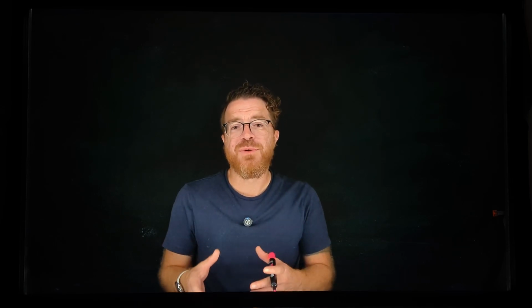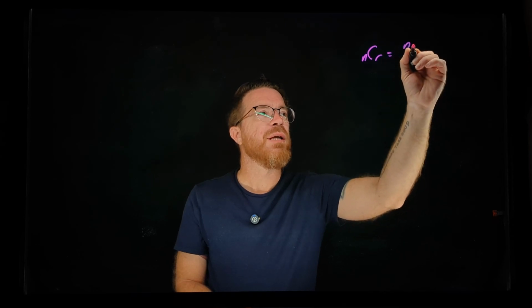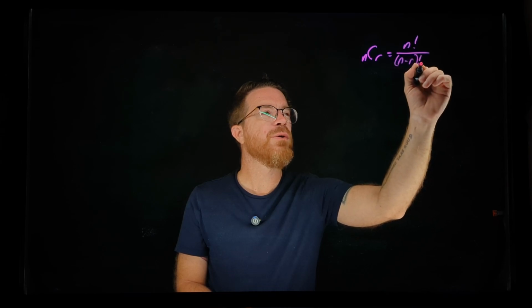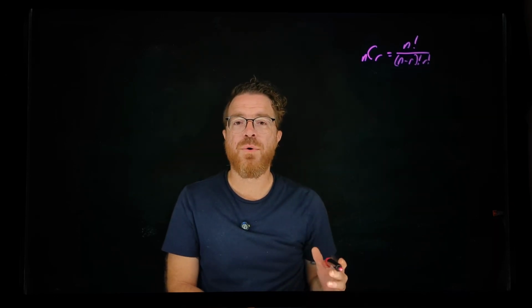Hello everyone. I wanted to give a quick lesson to just talk about some patterns that arise when you're doing combinations, which can be tremendously useful when you're calculating probabilities using binomial distribution. So the first thing I want you to remember is that when we are doing a combination, let's call it nCr, the formula for this is going to be n factorial divided by n minus r factorial times r factorial.